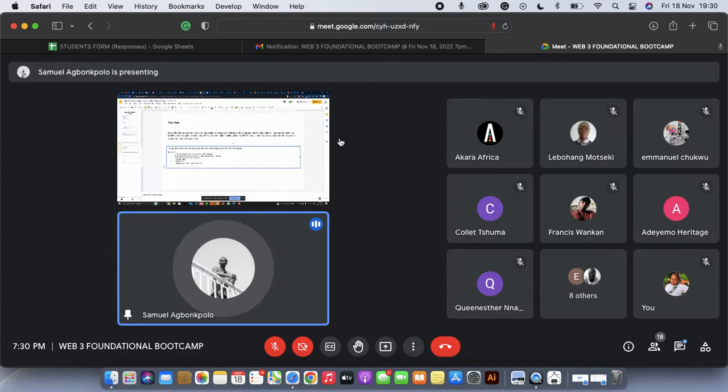So those are the features of gas on the blockchain. Okay, so that's that for now. I would then move to the next.